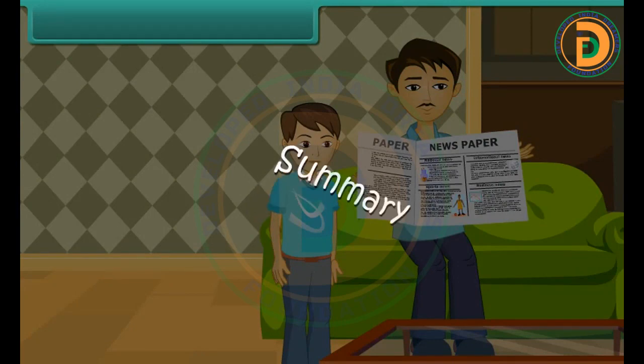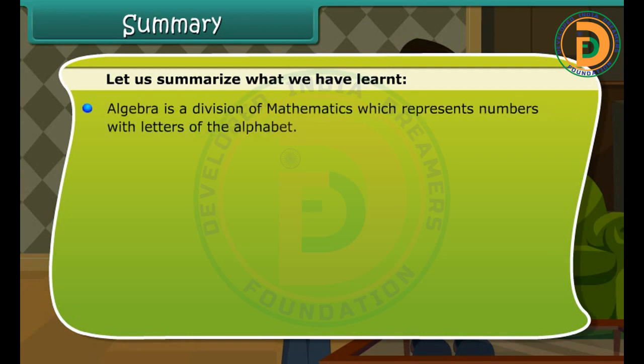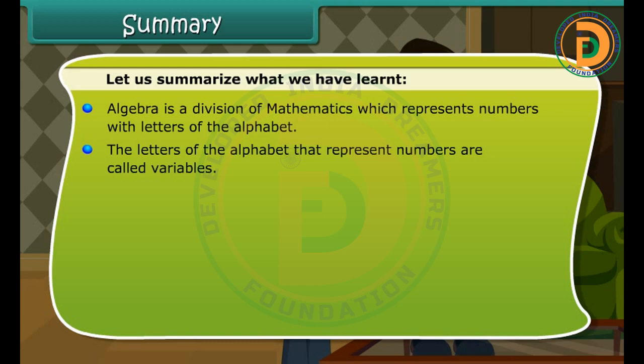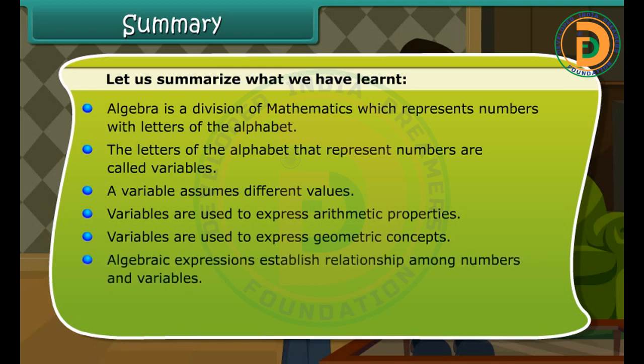Summary. Let us summarize what we have learned. Algebra is a division of mathematics which represents numbers with letters of the alphabet. The letters of the alphabet that represent numbers are called variables. A variable assumes different values. Variables are used to express arithmetic properties. Variables are used to express geometric concepts. Algebraic expressions establish relationship among numbers and variables.